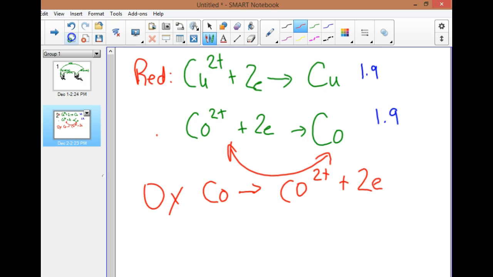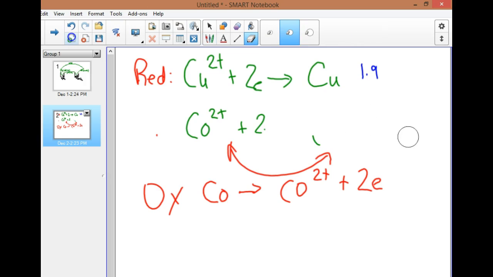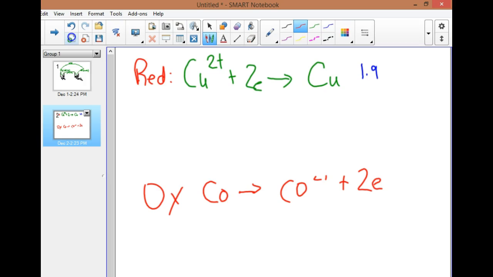That table will always help you figure out which one is going to be the reduction reaction and which one is going to be the oxidation reaction. If we continue on this equation, erase this here. Can you please draw what your electrochemical cells will look like?